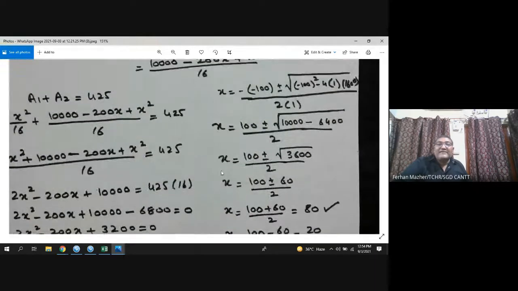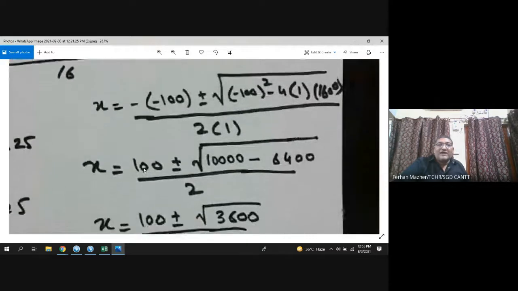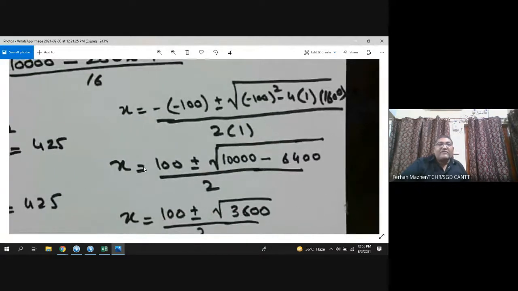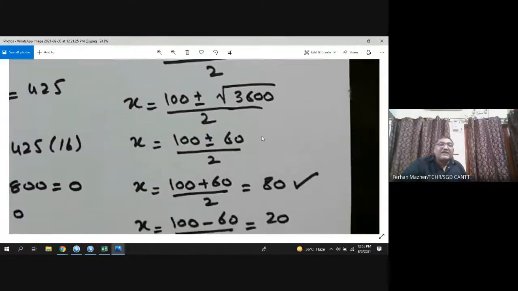So here you can see, let me show you, make it a little larger. On your screen, I have substituted the values. x equals minus bracket minus 100 plus minus under root bracket minus 100 bracket close square minus 4 into 1 into 1600, the whole thing divided by 2 into 1. So it will become 100 plus minus under root 10,000 minus 6,400, divided by 2. So you subtract them, you will get 3,600. And when you take the square root of 3,600, you will get 60.